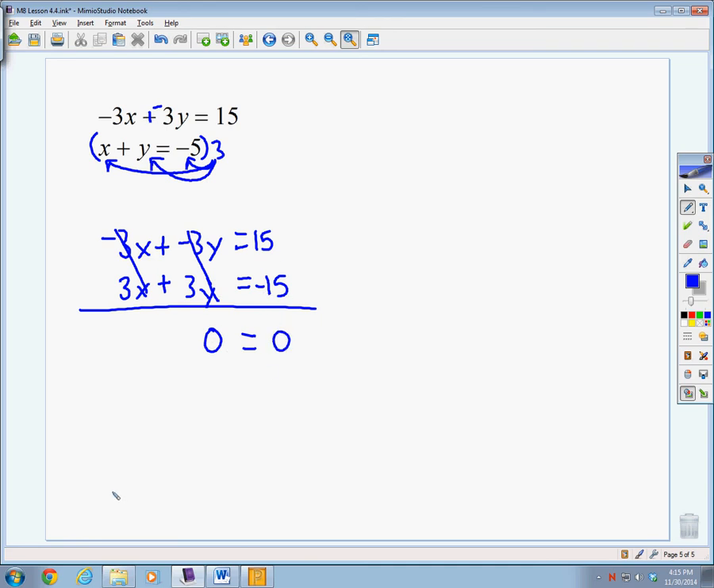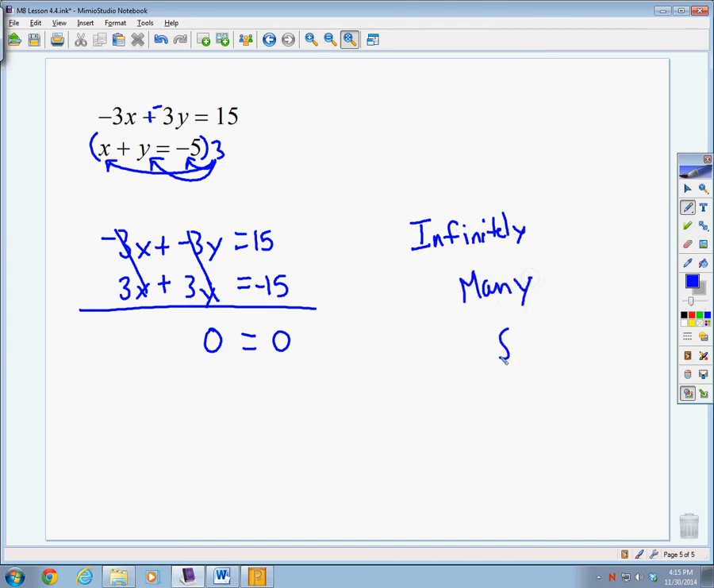Now this is a little different than the no solution. In the no solution example we did, we've got 0 equals 30. That's not true. But 0 does equal 0. So when you run into something like this where you have one side of the equal sign is the exact same thing as the other side of the equal sign, again, that's when we say there's infinitely many solutions.